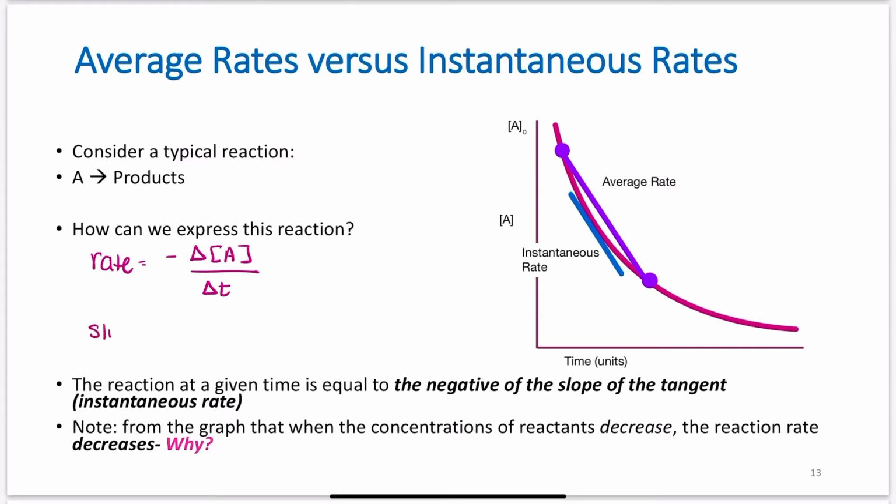But if we say the slope of this line, we know slope is rise over run. So change in Y, concentration, over change in T, or change in X, is the change in the concentration of A over change in time. The rate of reaction at a given time is equal to the negative of the slope of the tangent, or instantaneous rate. So again, average and instantaneous. An average rate is the change in concentration over a specific time interval.